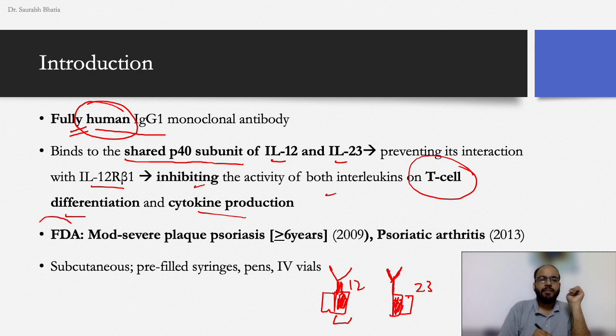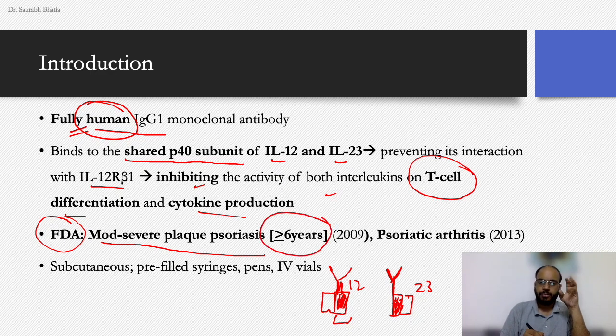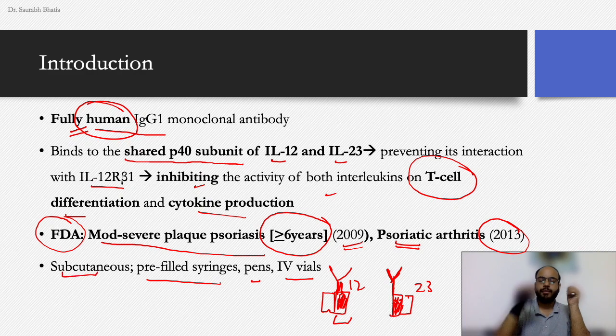Now, Ustekinumab has been FDA approved first for moderate and severe plaque psoriasis in the age group of 6 years and above. For psoriatic arthritis it received approval in 2013, while for psoriasis it was 2009. It's available as pre-filled syringes or pre-filled pens, or even as IV vials in research settings. The mode of administration is subcutaneous, so it's a subcutaneous injection.